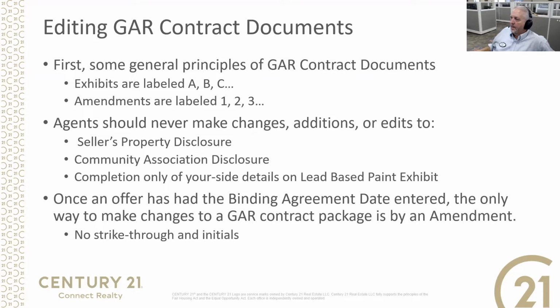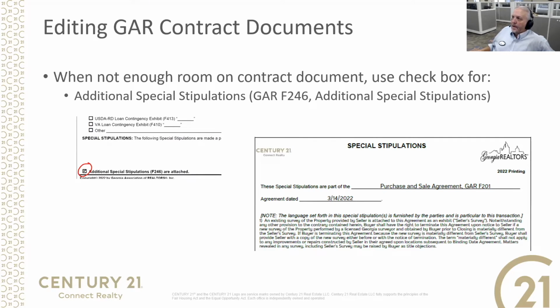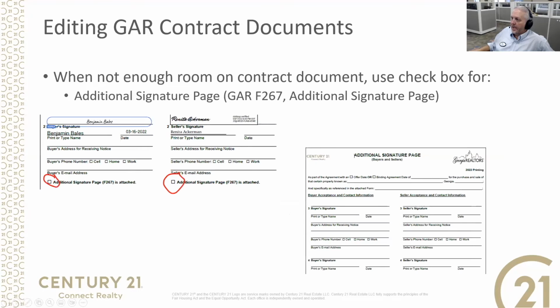Okay. All right. So a couple of additional things about working with GAR contracts. Keep in mind there are at least a handful of places where if you do not have enough room on the standard document, there's a check mark for additional pages or additional signatures or additional special steps, and use those judiciously. Okay, so where there's not enough room, use the GAR F246 additional special steps. So that's one location where there's additional pages.